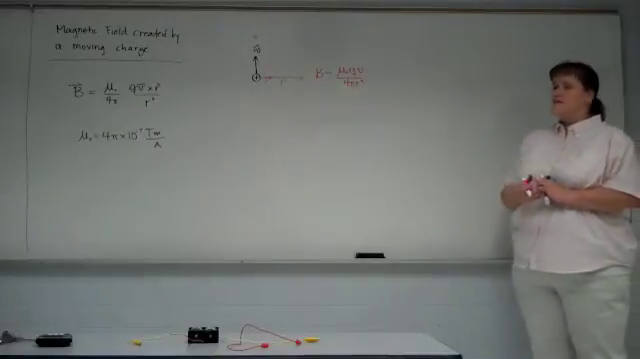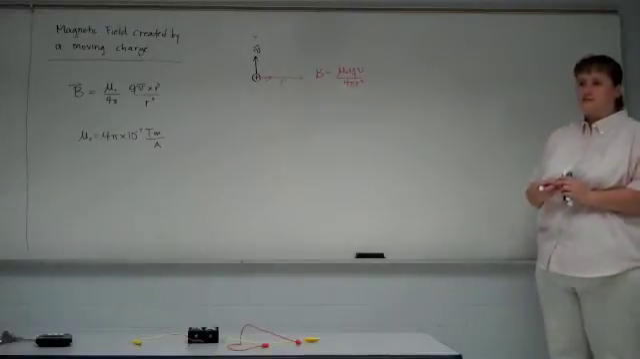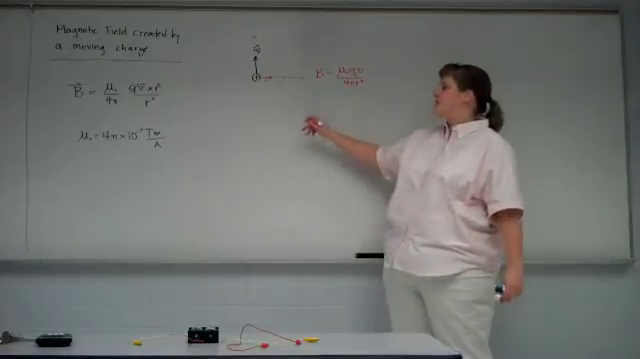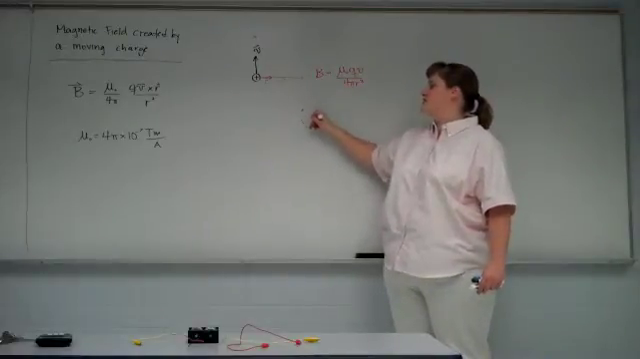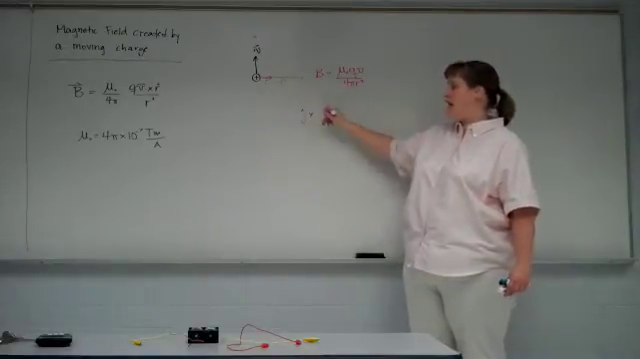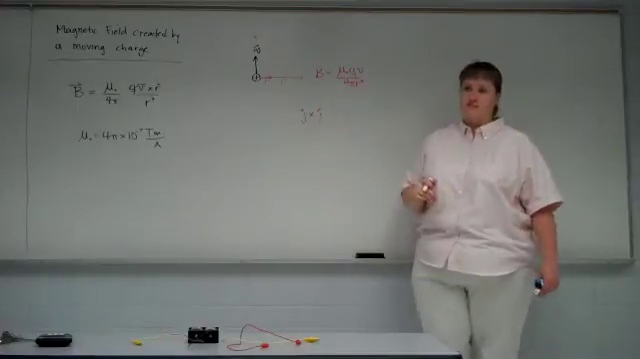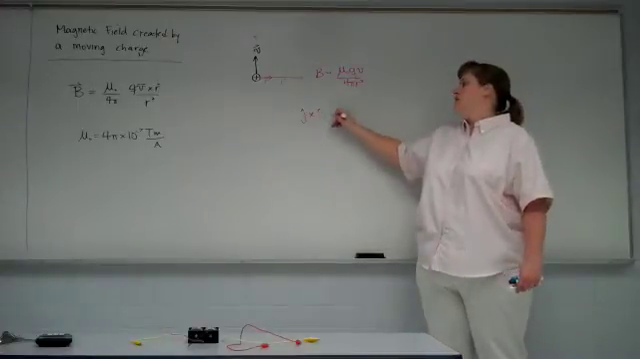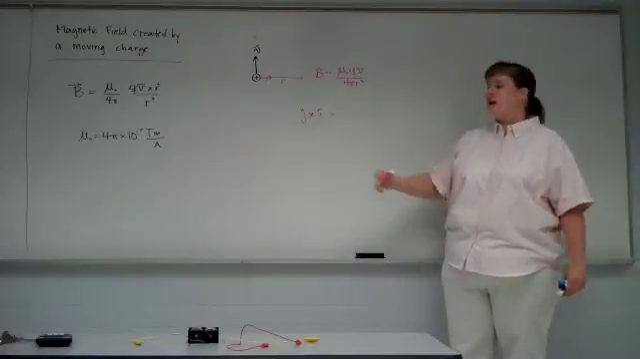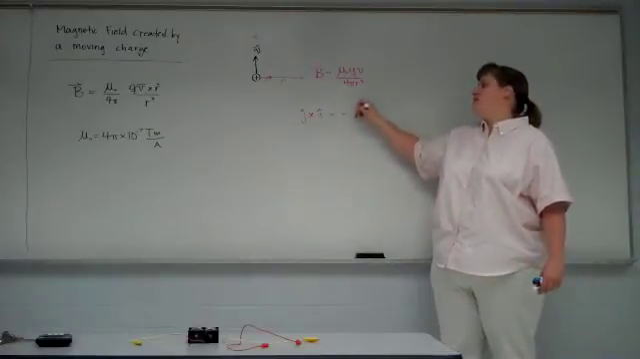But magnetic field is a vector. We need to write it as a vector. So V is in the j hat direction, crossed with R hat in the x direction. J crossed with I is negative k.